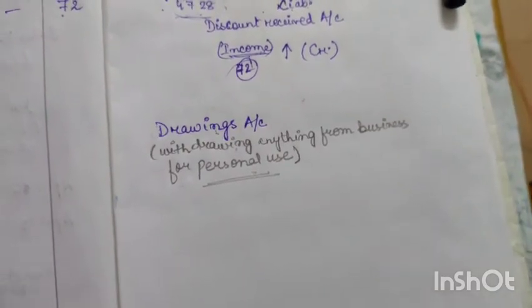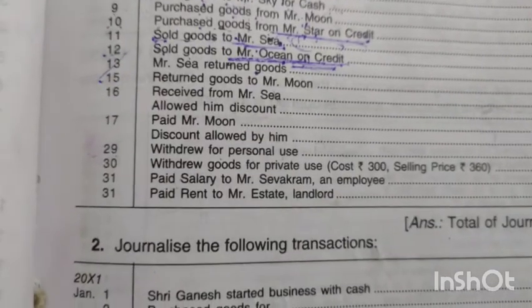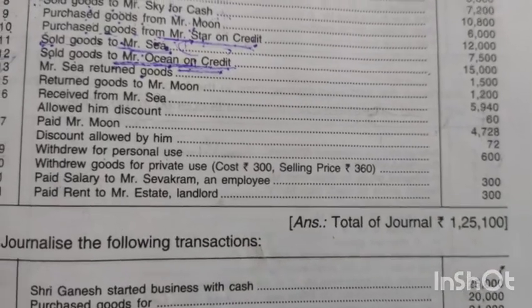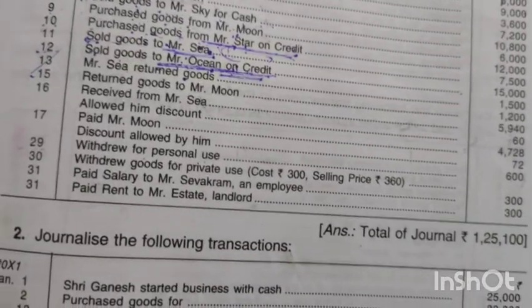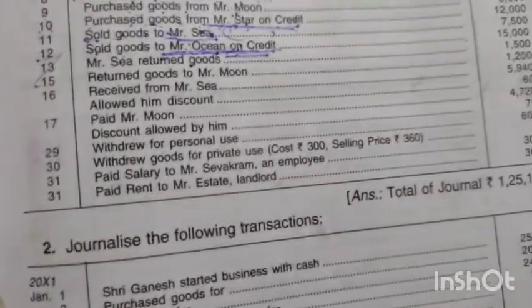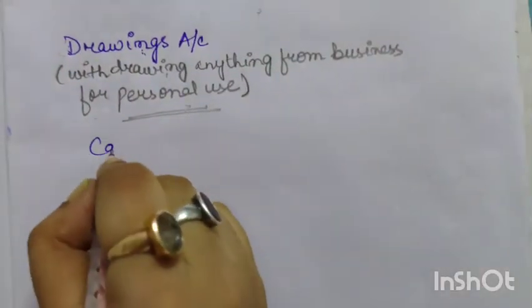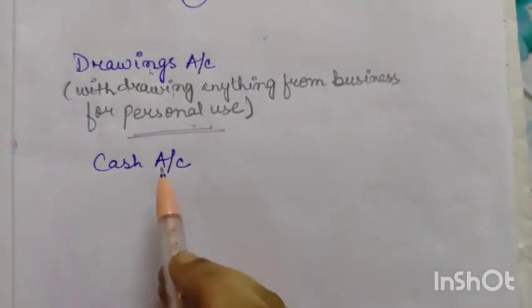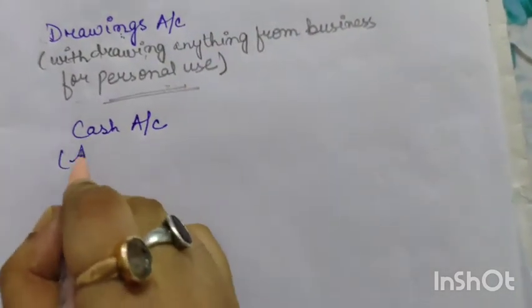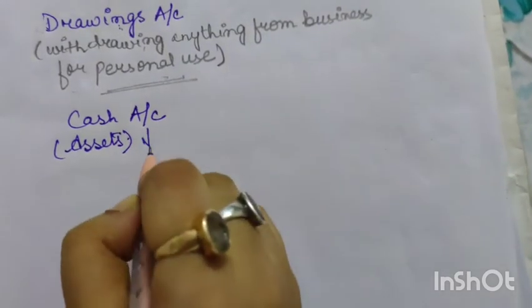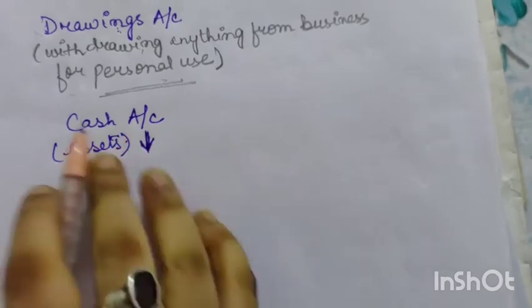Okay, now what have we withdrawn? Withdrew for personal use. How much have we withdrawn? 600. That means we have withdrawn cash. So here we need to open cash account. So another account, as I told you, will be cash account, since we have withdrawn cash, right? So if we are taking out cash from our business, and we all know cash is an asset, so obviously our cash balance will decrease, right?